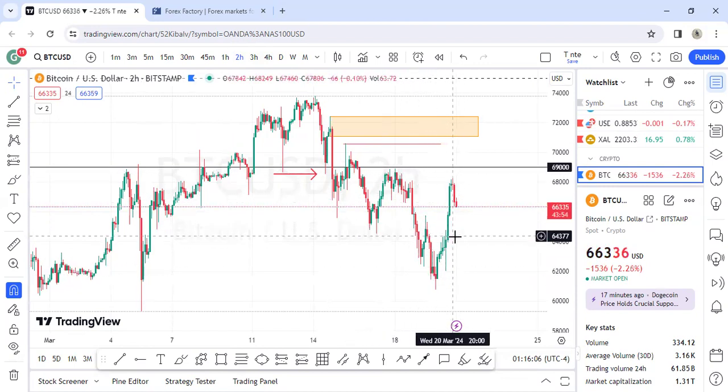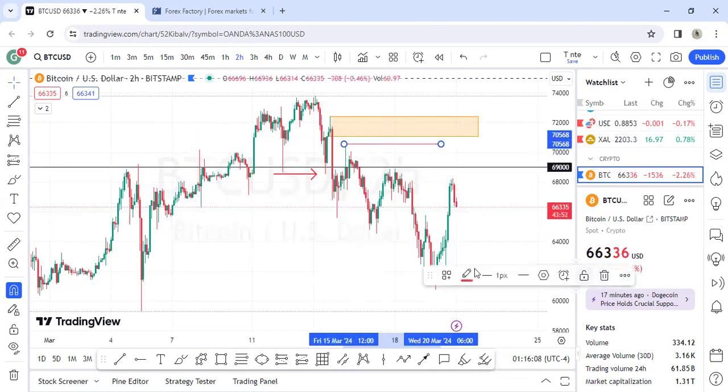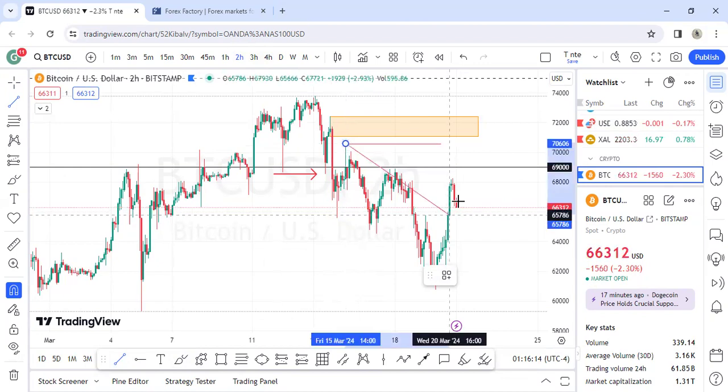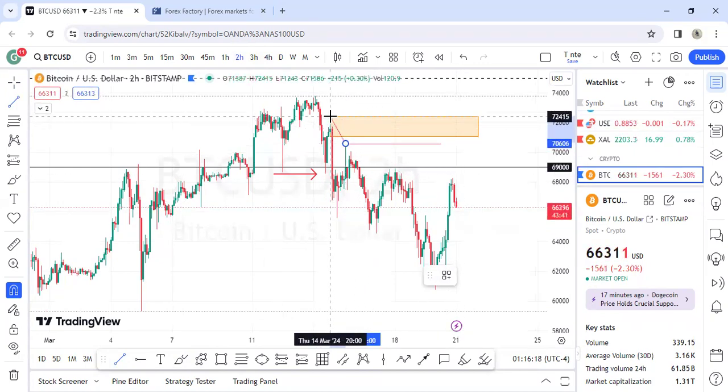So let's be careful with Bitcoin because Bitcoin can choose to go higher, right? So we have this liquidity resting here. Okay, we're taking it out. So we have this trend line liquidity, which price has obviously taken out, right? So let's see what Bitcoin is going to do.